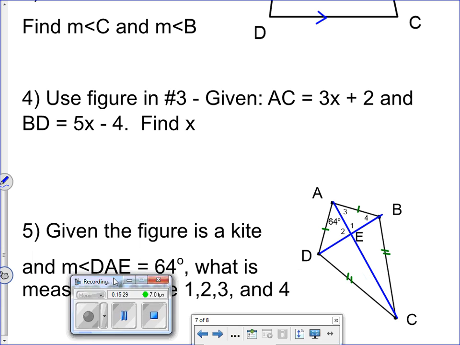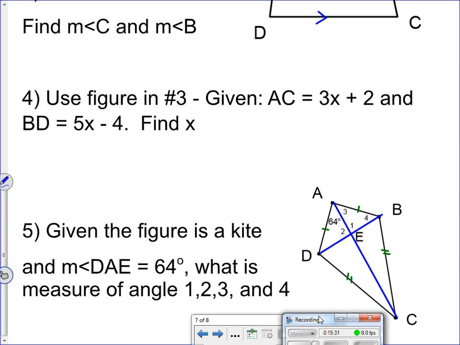And here's your kite problem. Get all your information visible there. Okay? All right, fantastic. Good luck with that.